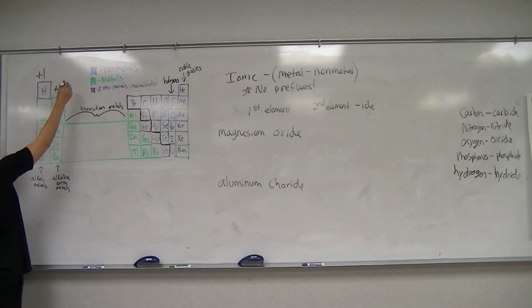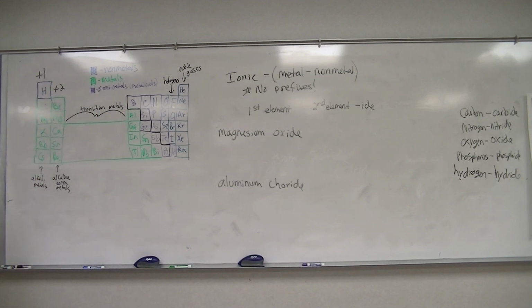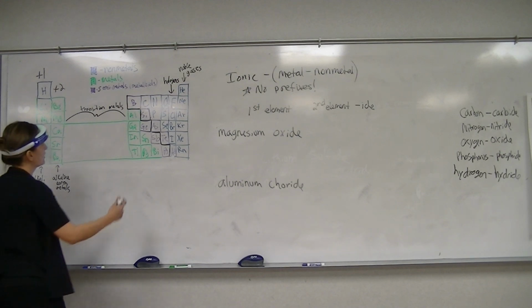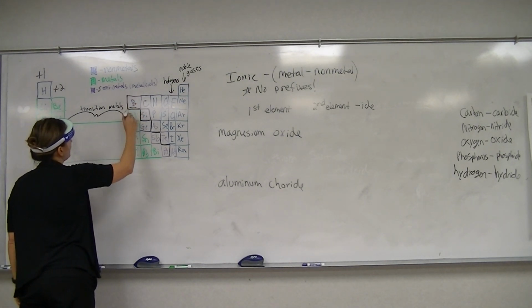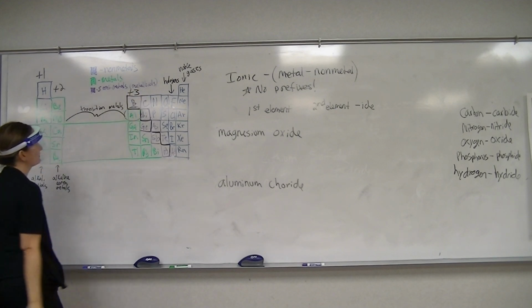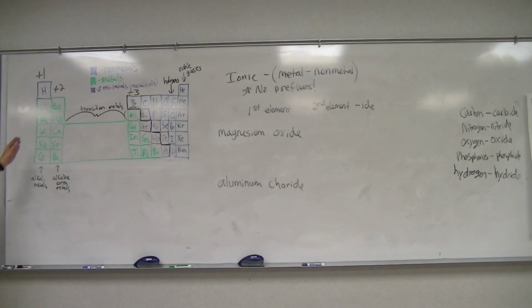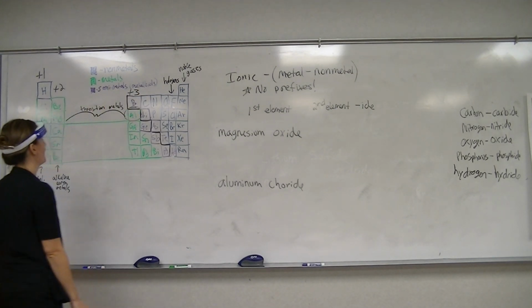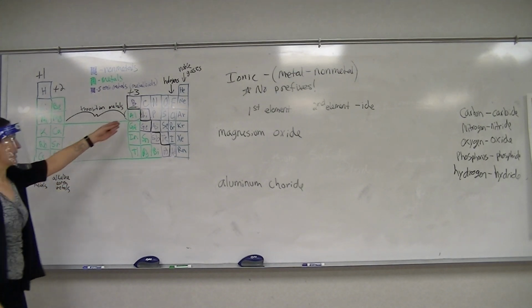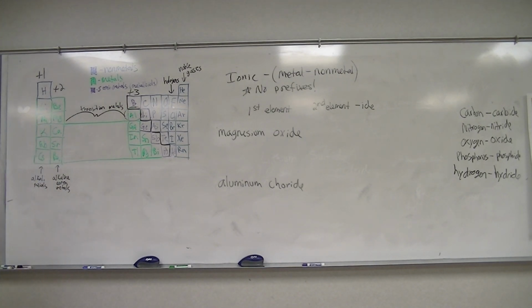Alkaline earth metals are always a +2. Once again, they're metals. They lose electrons to become a positive charge. Aluminum, over here, is a +3. Kind of seeing a trend here: +1, +2, +3. So are gallium and indium. Those are +3s as well.